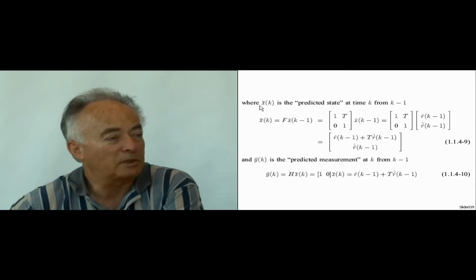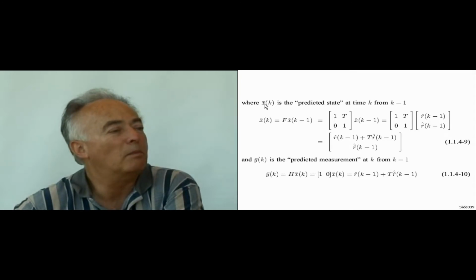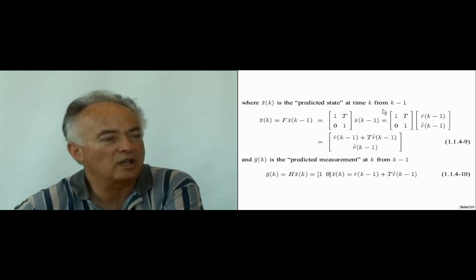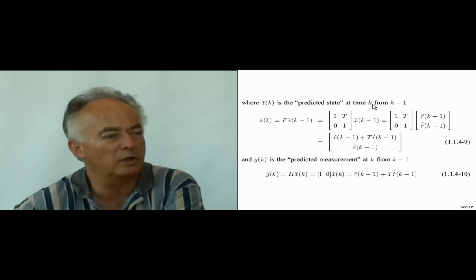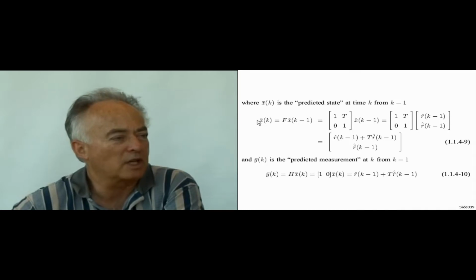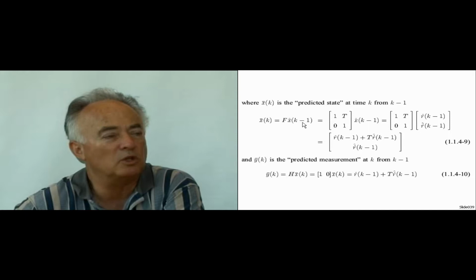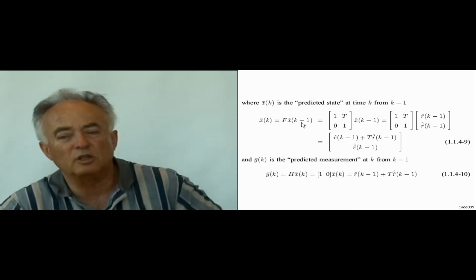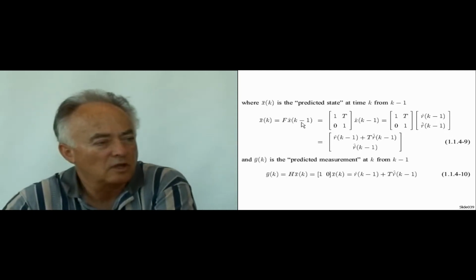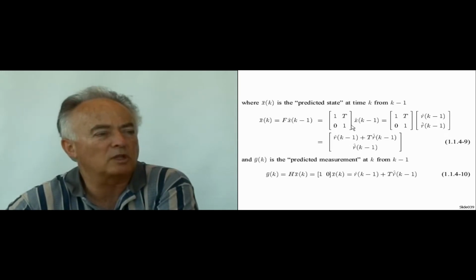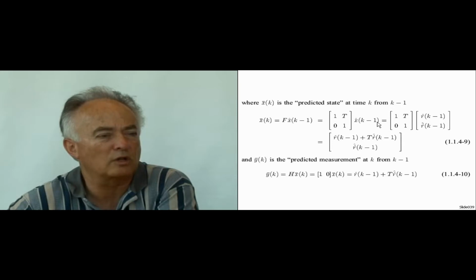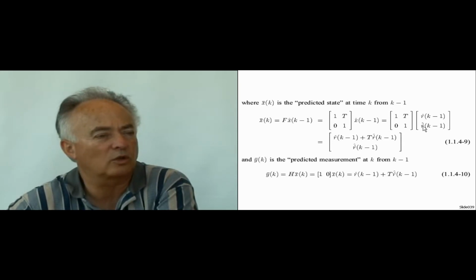Now here's the expression of x bar k, the predicted state at time k from k minus 1. X bar k is f x hat k minus 1. Because we don't know the term u, we assume it in this prediction as equal to 0. And this is going to be given by the F matrix, the transition matrix, times x hat k minus 1. Now the x hat is written out explicitly as an r hat and r dot hat components.